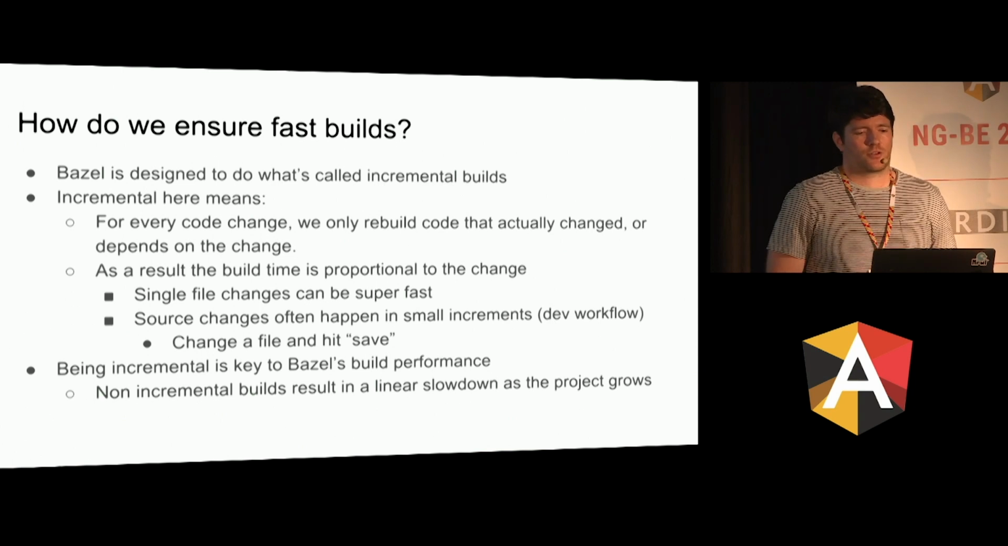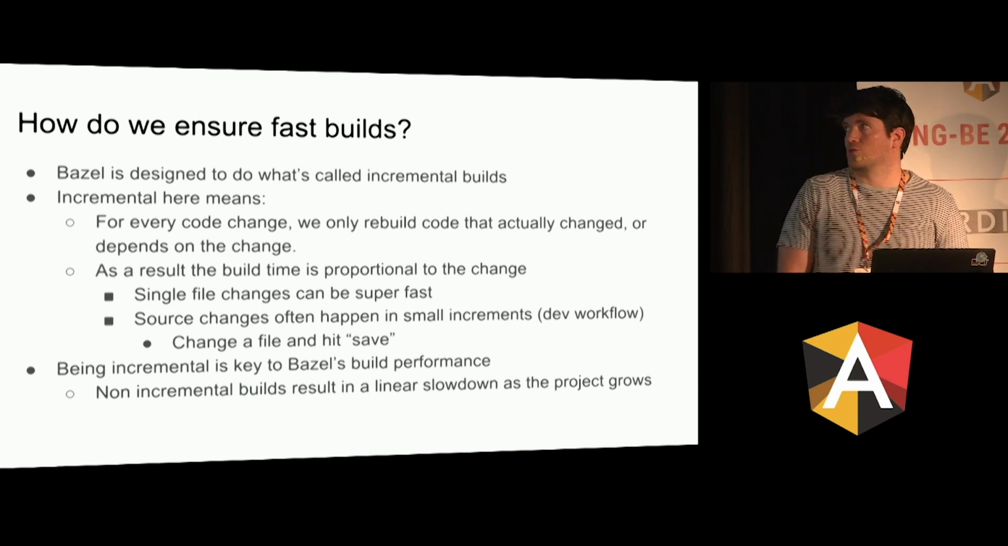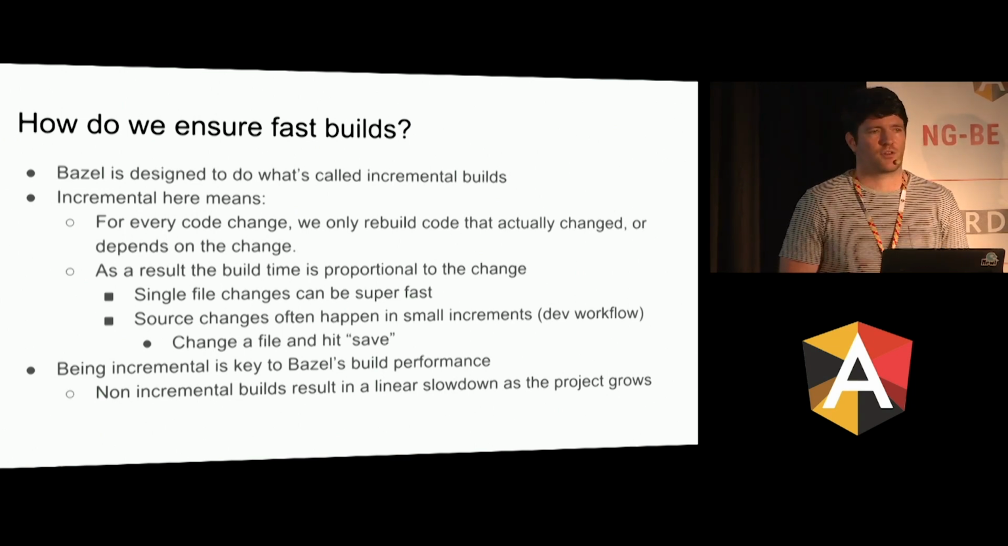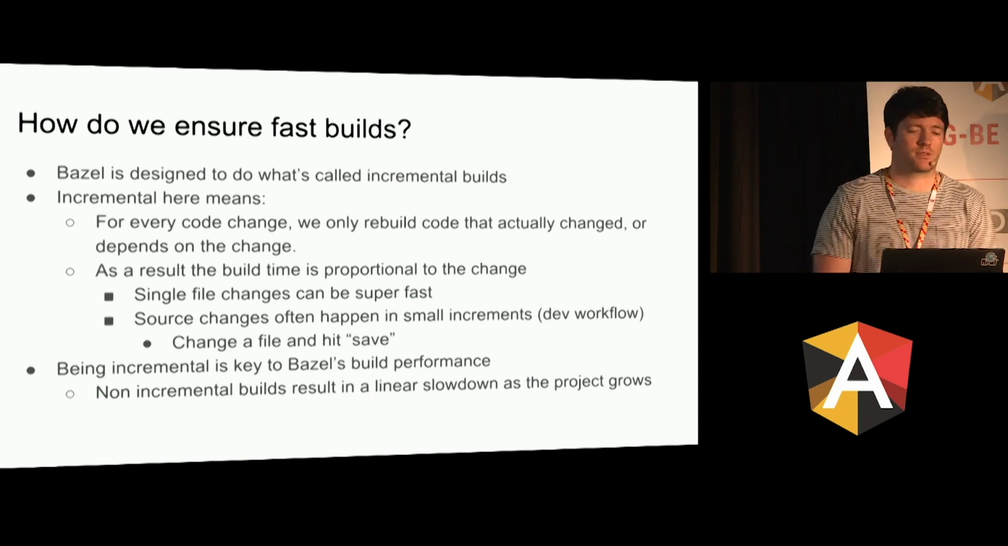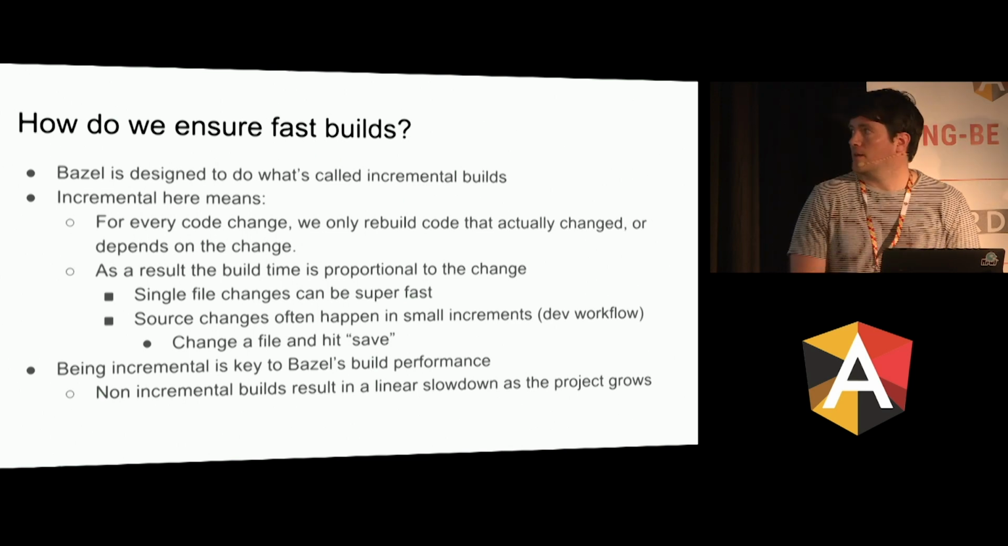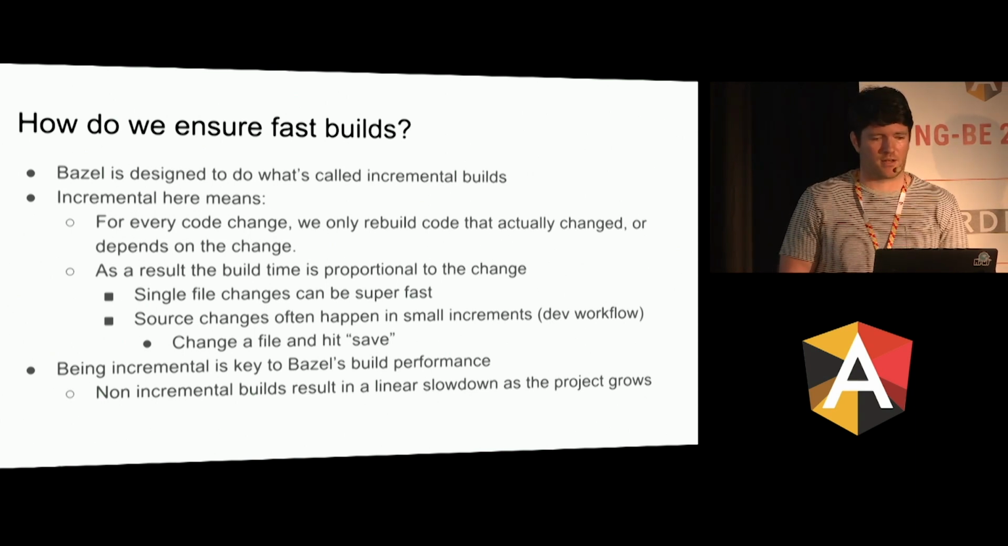So how can we ensure fast builds even as the project grows huge? Bazel is designed to do what's called incremental builds. Incremental here means for every code change, you only rebuild the code that actually changed or depends on the change. As a result, the build time is proportional to the change. So single file changes will be super fast. That works well in the dev workflow because typically what you do is you touch a file and you hit save, right? So it's important that that build is fast, even as the project grows huge.